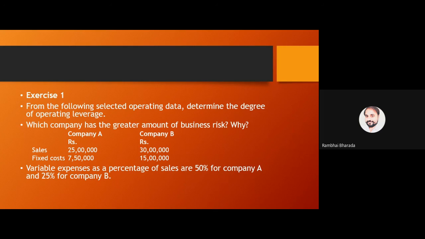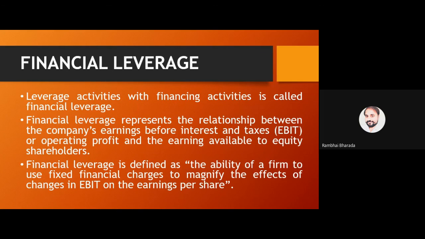Are we clear? What is the formula, repeat once. Operating leverage is equal to C upon OP. C means contribution, and contribution is equal to sales minus total variable cost, and OP stands for operating profit, and operating profit means S minus TC, sales minus total cost. Here total cost means fixed cost plus variable cost, or else profit is equal to contribution minus fixed cost. Are we clear? Okay.